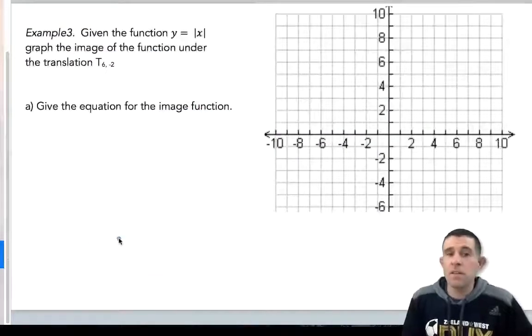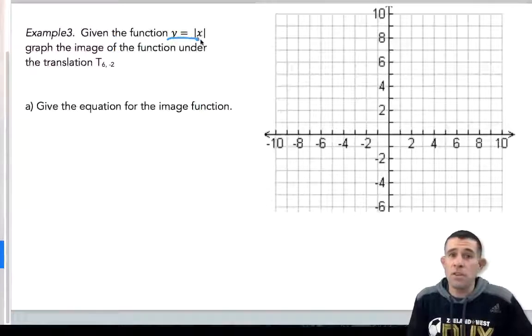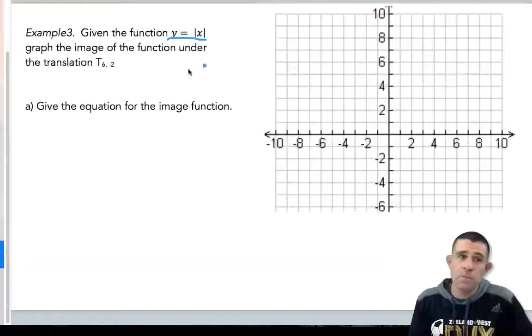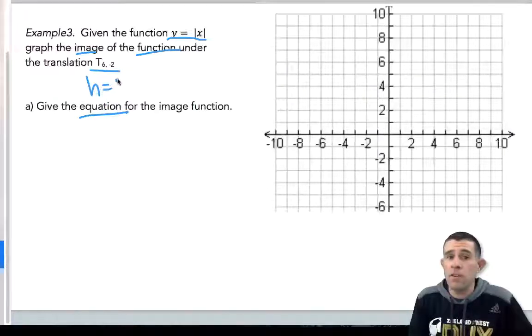All right, let's take a look at example 3 now. Example 3 says, given this function, this is our absolute value function, we want to graph the image of the function under the translation 6, -2. Then give the equation. So again, I'm going to list my h here as +6 and my k as -2.